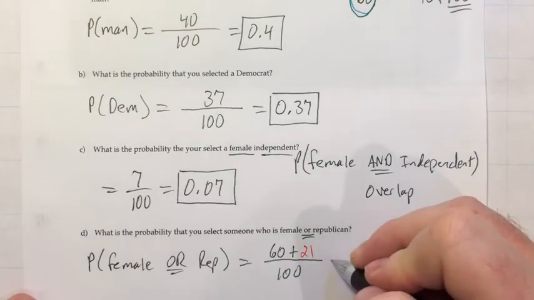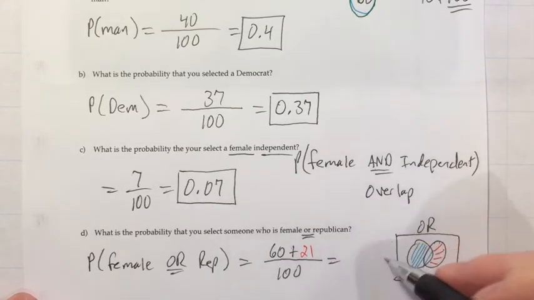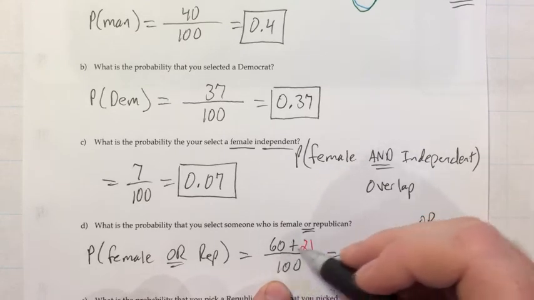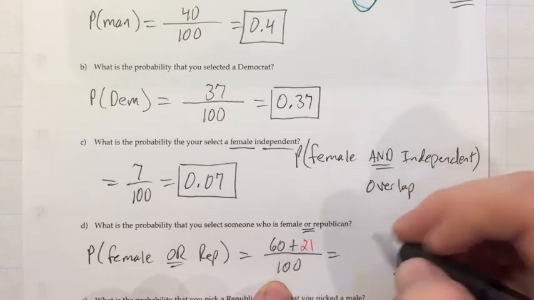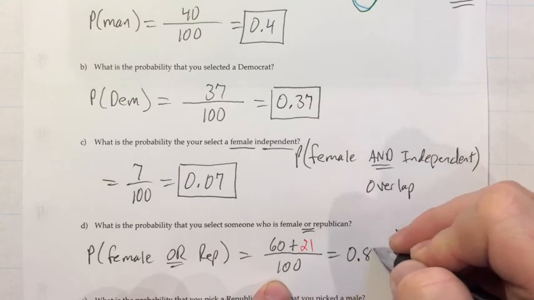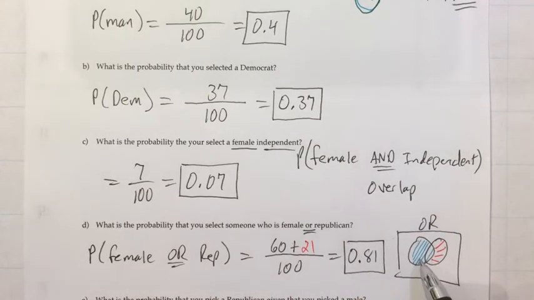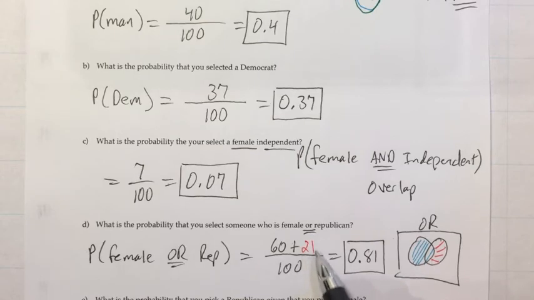So we end up there with 81 out of 100, and running out of space, I'll do the division in my head, which is just going to move the decimal over 2 spots. So 81 divided by 100 would be 0.81. So when you're doing an OR, you want to count everything from the first, so all 60 women, and then whatever's new from the second, so just the Republicans we hadn't counted yet, which in this case would just be the male Republicans, and then add that together, and we get our answer.